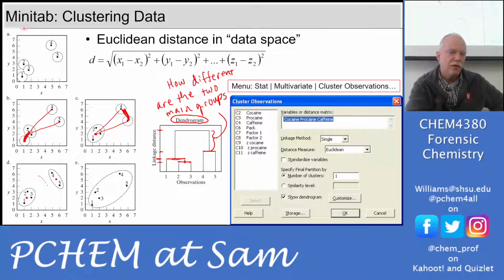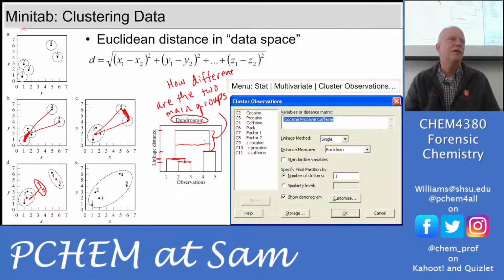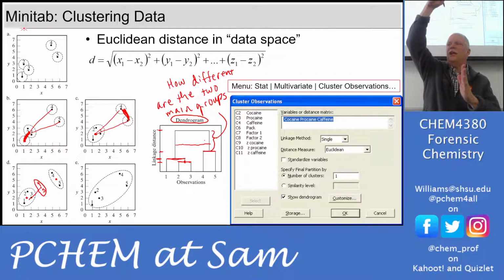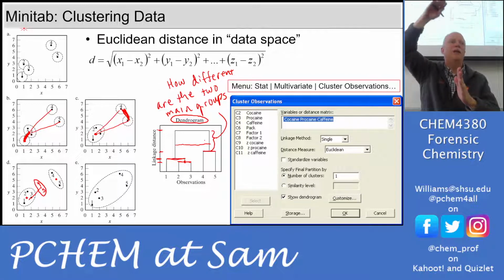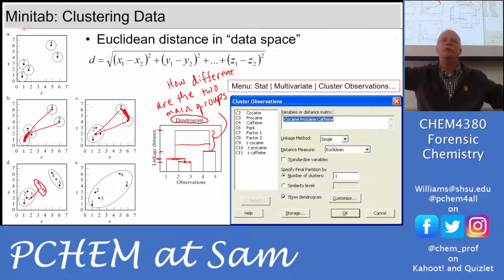Right, because if they were like this, 4 and 5, that distance would be small, and this line would be right here. You see, and the 2 groups wouldn't be that different. But if there's a really tall thing, and then you have that line across, there's a big difference between the 2 groups, and it should be really easy to separate those 2 groups.